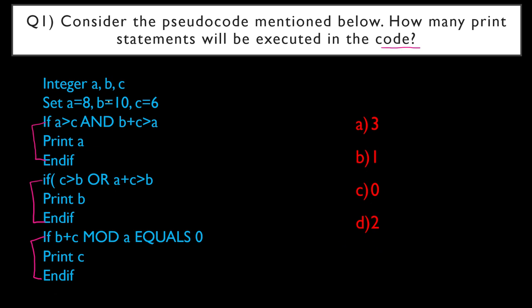Now let us try to see what is happening here. Integer A, B, C is just like declaring three integer variables in your C code. So we are declaring A, B, and C as three integer variables. Set A to 8 is just like setting the values in pseudocode.